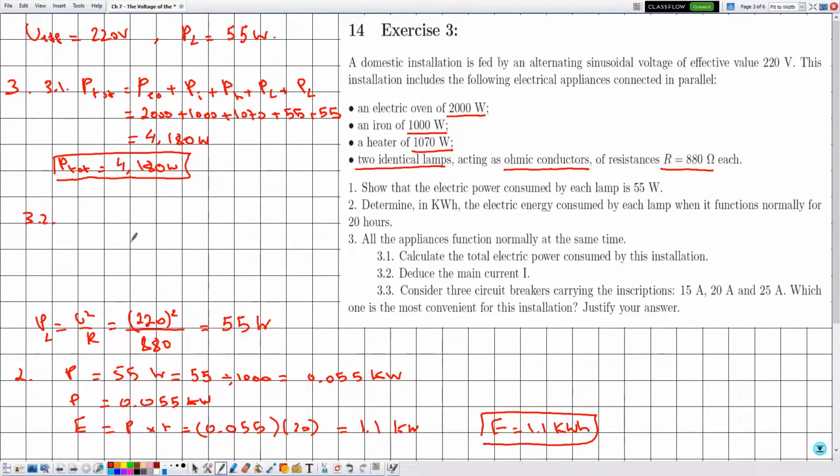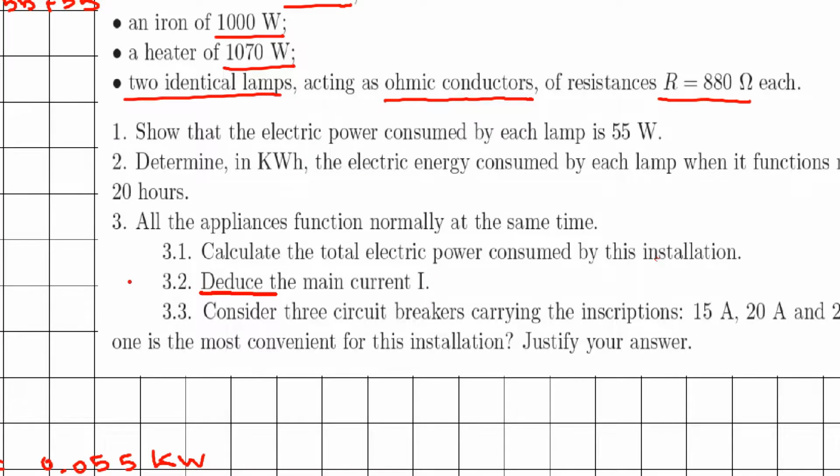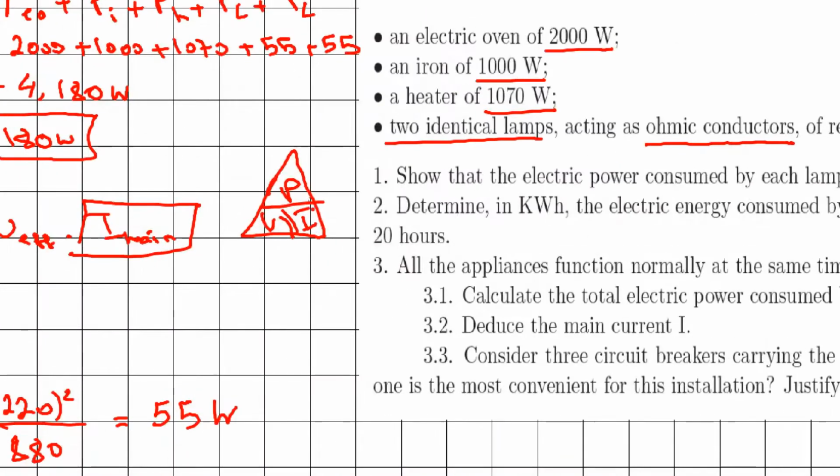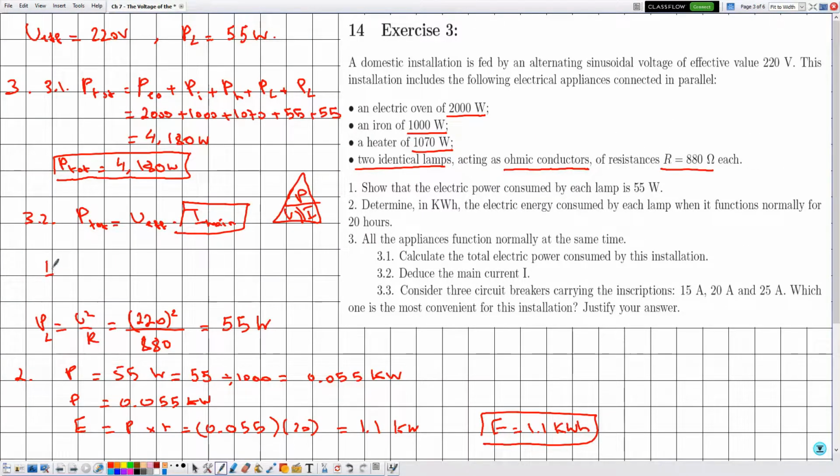Now in 3.2, deduce the main current I, and by deduce it means that we need to use the previous part. In the previous part we have determined the total electric power, and we already know that the effective voltage is given by that. So P total is equal to the effective voltage multiplied by the main current, which is denoted by I. Then setting up the triangle and covering I with our hand, it's given by P divided by U. I is equal to P total over U effective.